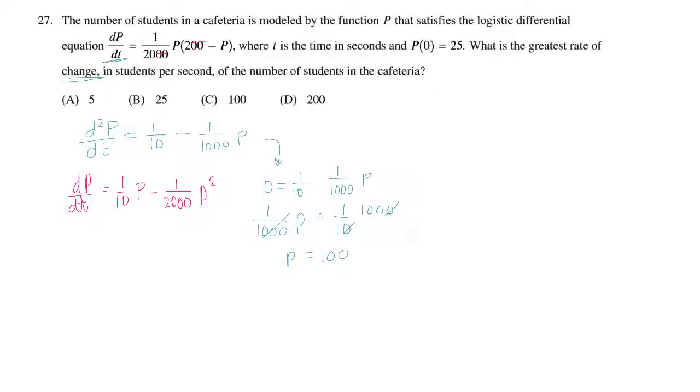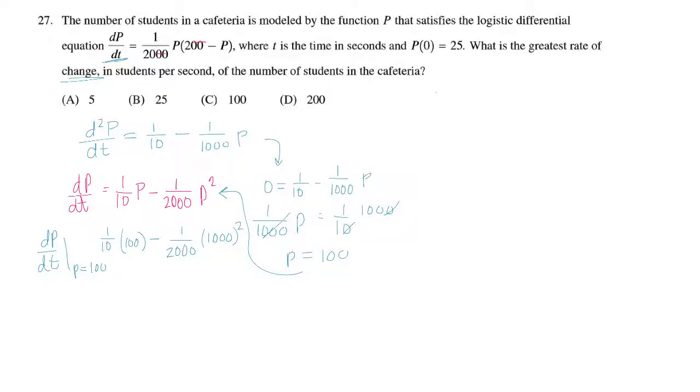But now that's going to tell me where the maximum value is, not what the maximum value is. To find what the maximum value is, I need to go back and plug into my derivative. So let's find dp dt at p equals 100. So that's going to be 1/10 of 100 minus 1 over 2,000 times 100 squared.